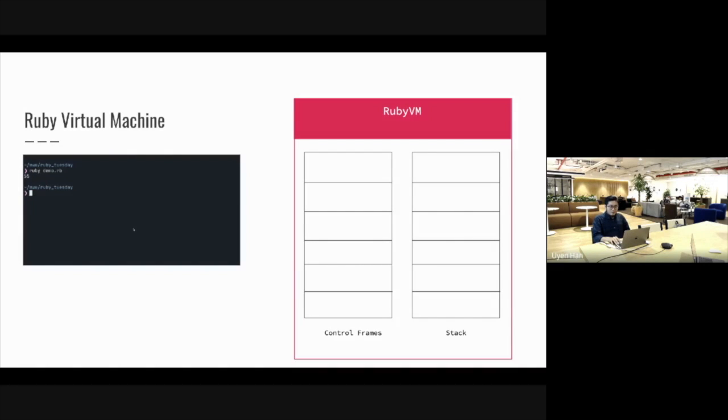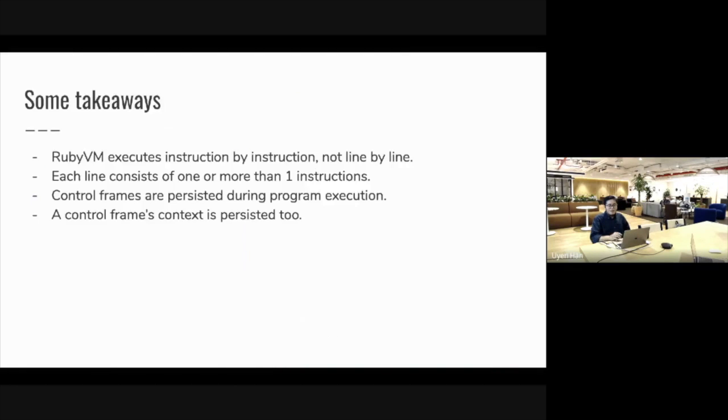Okay. So I think I will continue to the next session. After the whole long presentation, we must take some takeaways here so that we can continue to the next one. The first one is that Ruby VM executes instruction by instruction, not line by line. Each line may consist of one or more instructions. And control frames are persisted during the program execution.